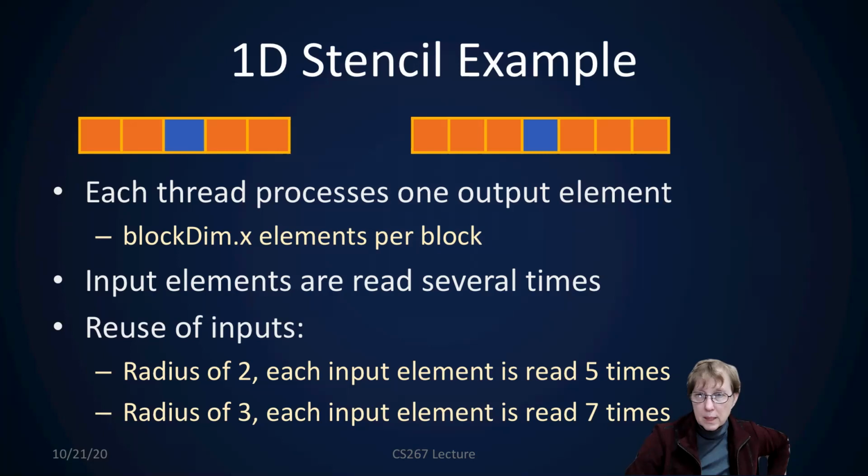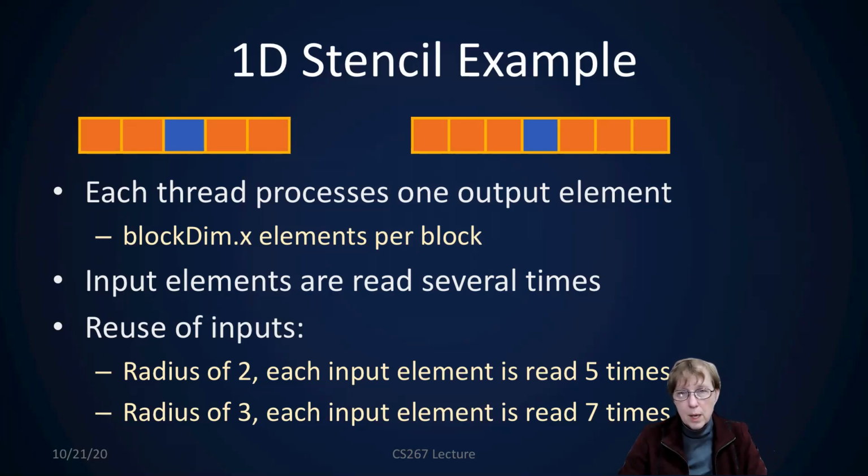And so what this means is that the input array elements are read multiple times. Over all the threads, each one of the input values will be read 5 times if it's a 5-point stencil, 7 times if it's a 7-point stencil, and so on. So you're reusing those inputs, and you would like to take advantage of that in your code.